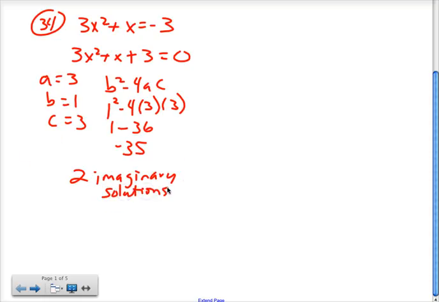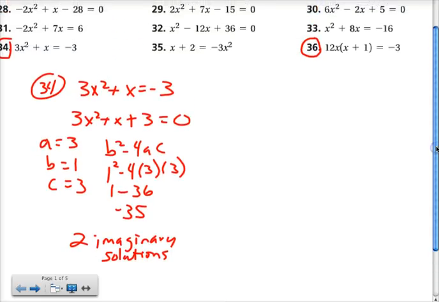Because remember, the discriminant is underneath that radical symbol, and when you try to take the square root of a negative number, your calculator is going to tell you that's impossible. All right, then number 36, same reasoning here.